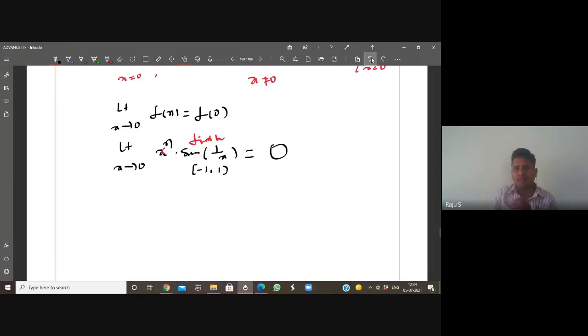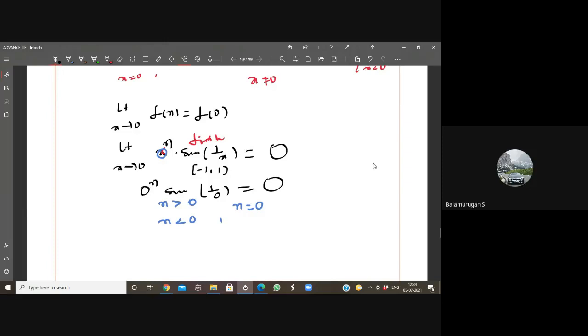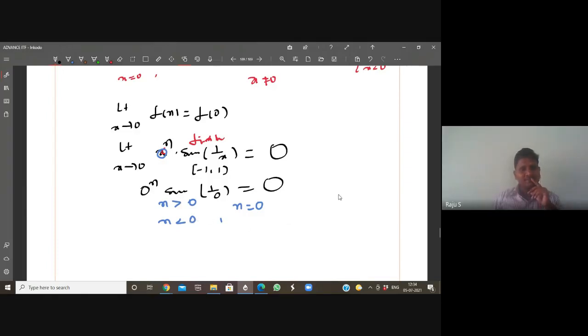Is n positive, or is n negative? N is greater than 0, or n is lesser than 0, or n is equal to 0. Three cases I have written here. X value 0 is fixed here, 0 power n. When I substitute the limit value 0, 0 power n into sine 1 by 0. When will it become 0: when n is positive, negative, or equal to 0? N is not equal to 0. Okay, n not equal to 0 means greater than or lesser than. 0 power 0 is undefined, so that is not right.